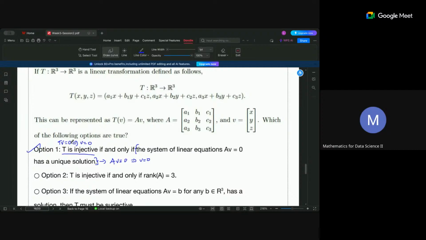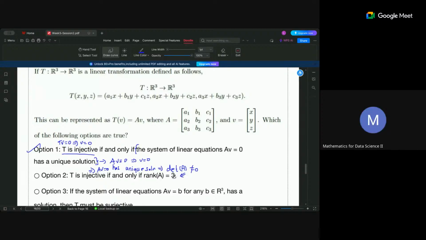Now you see that if T is injective, we already saw that this system has a unique solution. Now when does this system have a unique solution? This is a 3 by 3 system. When will this have a unique solution? Determinant is not equal to 0. So T is injective tells us that AV equal to 0 has a unique solution. This tells us that determinant of A is not equal to 0, and this tells us rank of A is equal to 3. Yes or no?